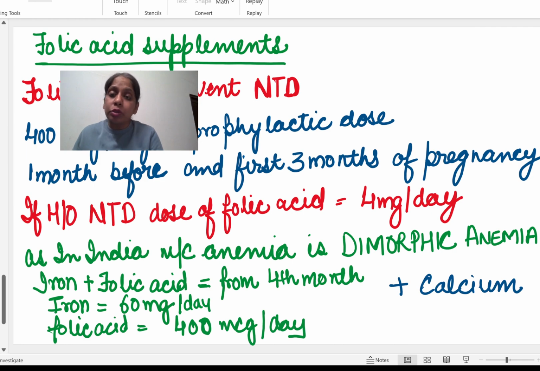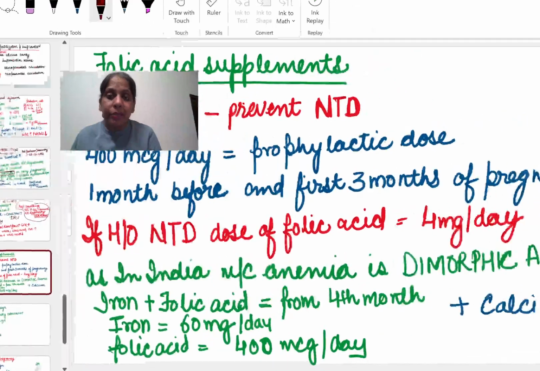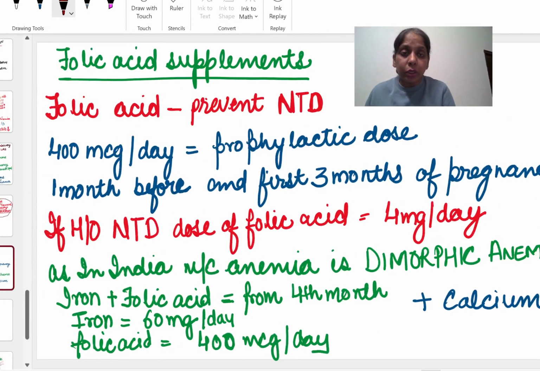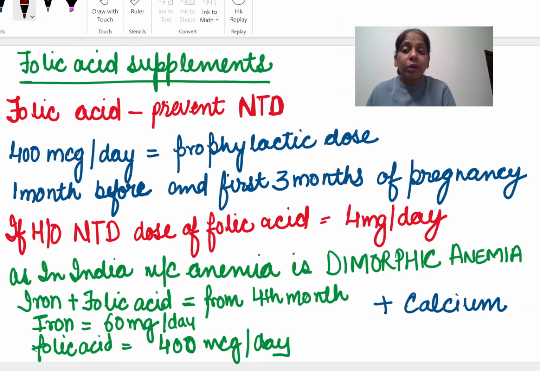Folic acid supplements, as you all know, prevent neural tube defects. If there is no history of a neural tube defect baby or fetus, then the dose is the prophylactic dose. It is 400 mics per day, and it is given as the woman starts thinking of conception and up till the first 3 months. Or you can say 1 month before and the first 3 months of pregnancy.